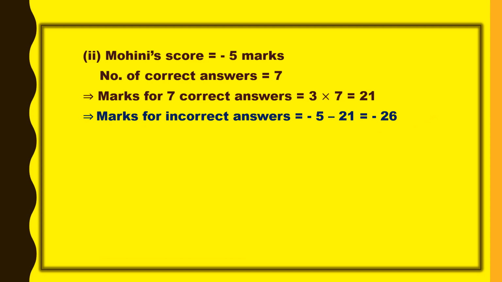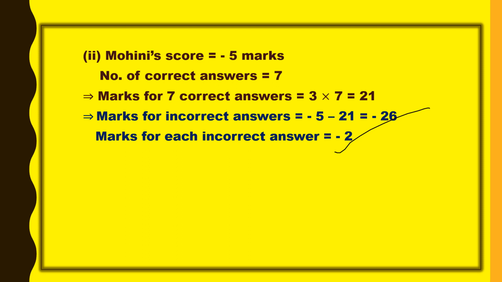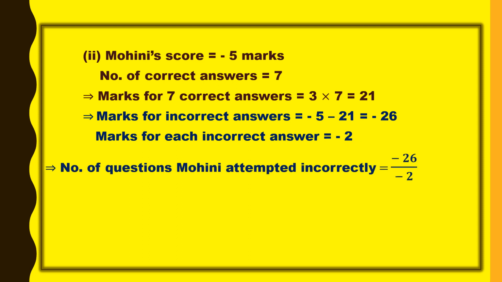Now we know already that each incorrect answer is given -2 marks. If you divide these two, you'll get the number of incorrect answers, right? So number of incorrect answers equals -26 by -2. If they cancel, you'll get 13. So 13 questions she attempted incorrectly.